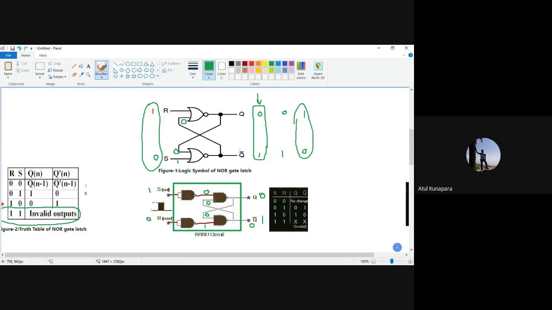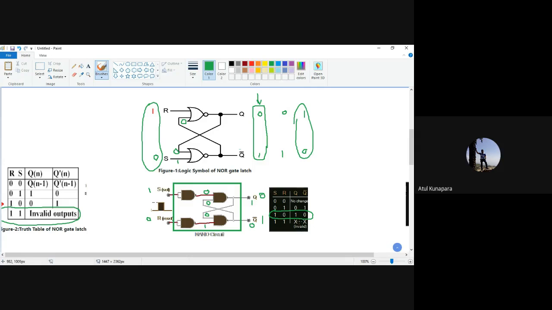So for the 0 0 condition for the NAND gate, it will give you output logic 1 here, right? It is a NAND gate now, it's not a NOR gate. So like this, it will be going to set and reset. So that's the condition here you can see.